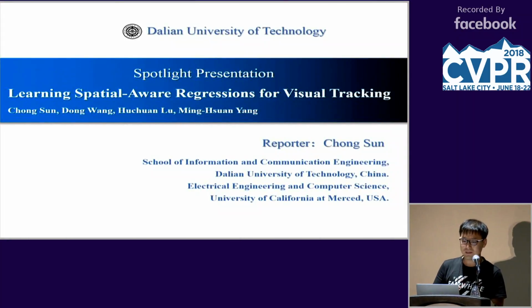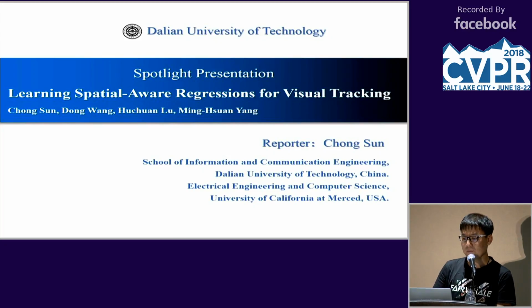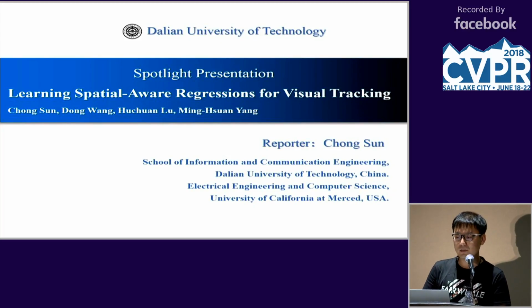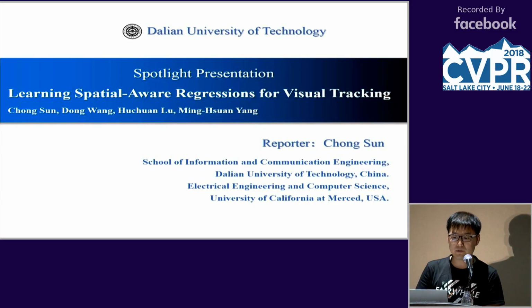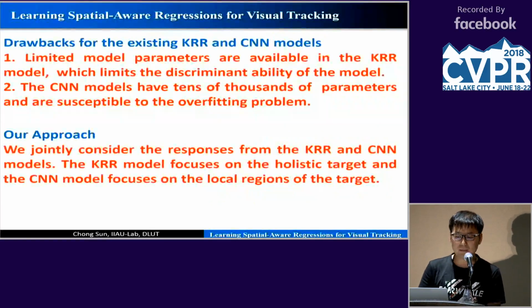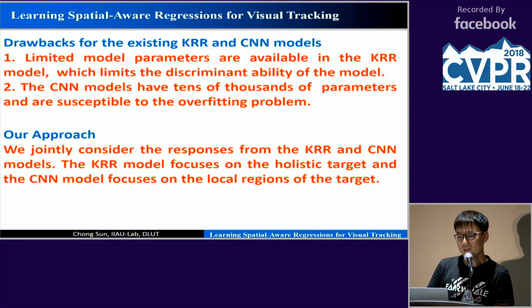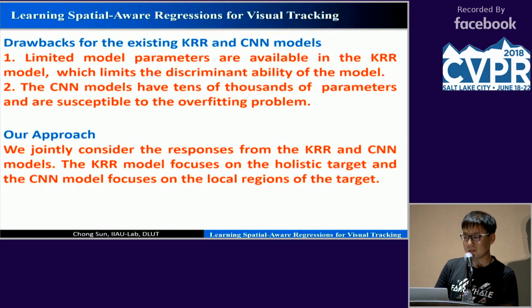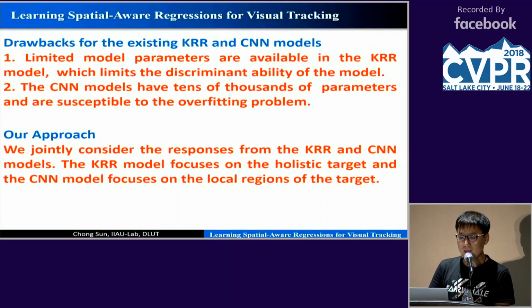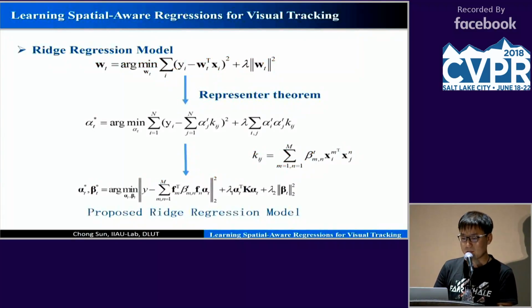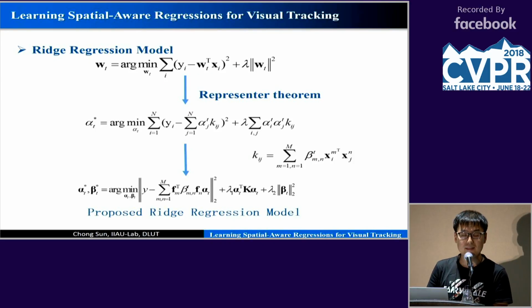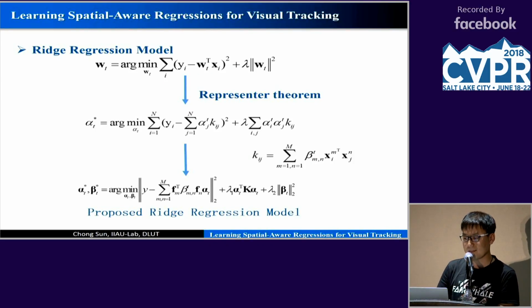Sorry, I will restart. Hello everyone, my name is Chong and I'm from Dalian University of Technology. The title of the reported paper is Learning Spatial-Aware Regressions for Visual Tracking. Firstly, about the motivation of the proposed method. The current regression method has limited model parameters, and this may limit the model representation ability. On the contrary, the CNN model has tens of thousands of parameters and is susceptible to the overfitting problem. Our method jointly considers the KR and CNN models. The KR model focuses on the holistic target, and the CNN model focuses on small and localized regions.